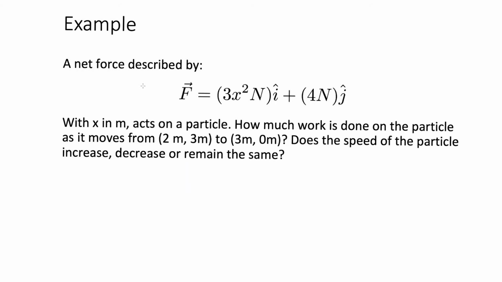So an example: a net force described by F equals 3x squared newtons in the i direction plus 4 newtons in the j direction, with x in meters, acts on a particle. And we want to know how much work is done on the particle as it moves from 2 meters, 3 meters to 3 meters, 0 meters. And does the speed of the particle increase, decrease, or remain the same?